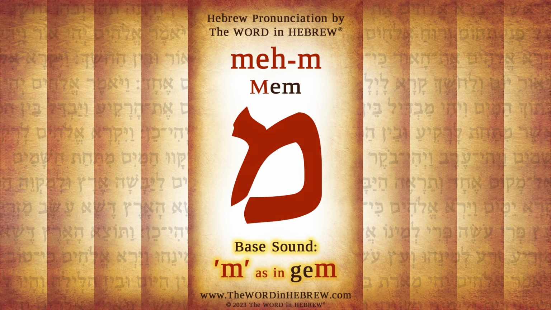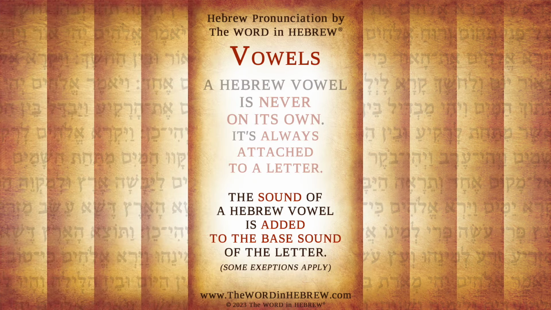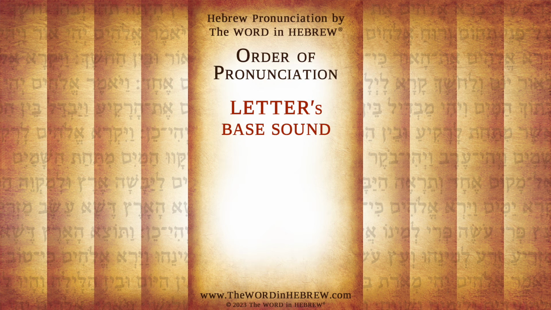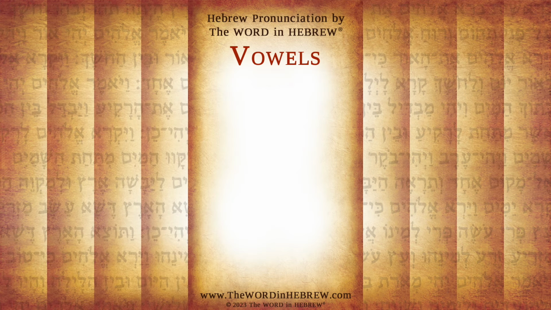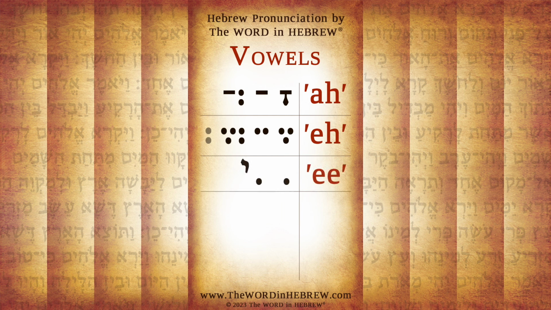In our first lesson, we learned the letters and the base sound that they make when they don't have a vowel. With a vowel, the sound of the vowel is added to the base sound of that letter. So we pronounce the base sound of the letter first, and then add the sound of the vowel to it. And as with any rule in Hebrew, some exceptions will apply. There are 5 sound groups of Hebrew vowels: A, E, I, O, U. Each vowel has its own name, but we will focus on the shape of the vowel and the sound that it makes.